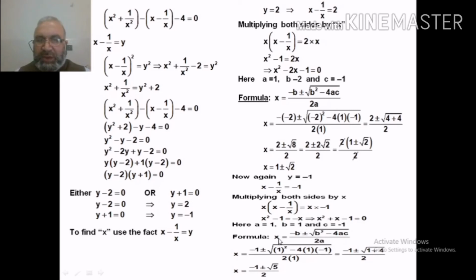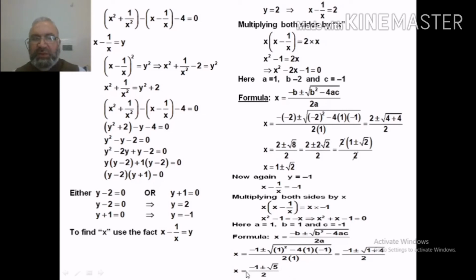So by quadratic formula, comparing this equation with the standard form of a quadratic equation, we get a is equal to 1, b is equal to 1 and c is equal to minus 1. Putting in the quadratic formula, we get x is equal to minus 1 plus minus square root of 1 square minus 4ac, value of a, value of c, divided by 2, value of a, is equal to minus 1 plus minus square root of 1 square become 1, and minus 4 times 1 times minus 1, we get plus 4. That is minus 1 plus minus under root 5 by 2. So that is the second solution.